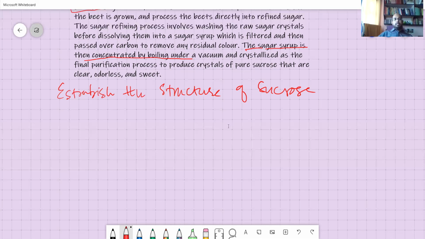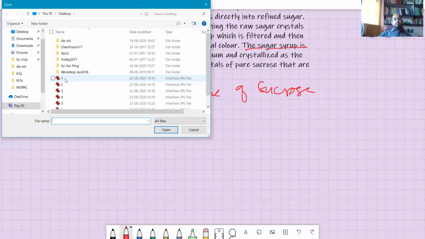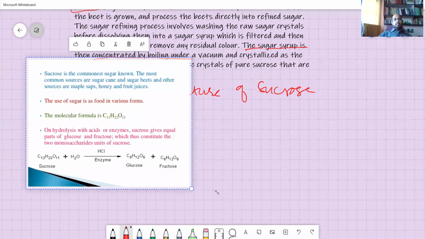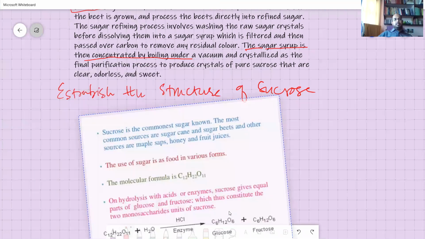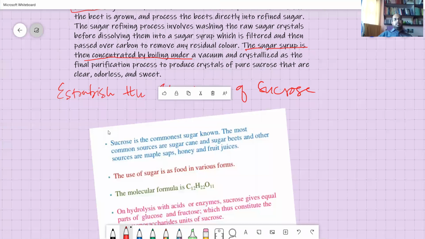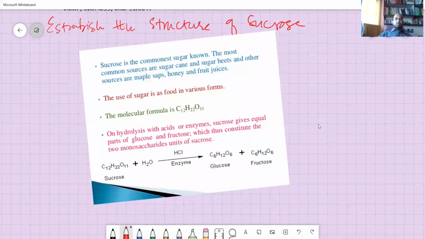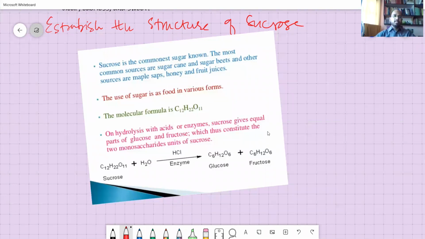Here are a few techniques that I'm going to discuss on how it is done. I'll import a picture that suggests the molecular formula. Here it is. Sucrose is the most common sugar, with sugarcane and sugar beets as the most common sources. See here, the molecular formula is established by several methods.